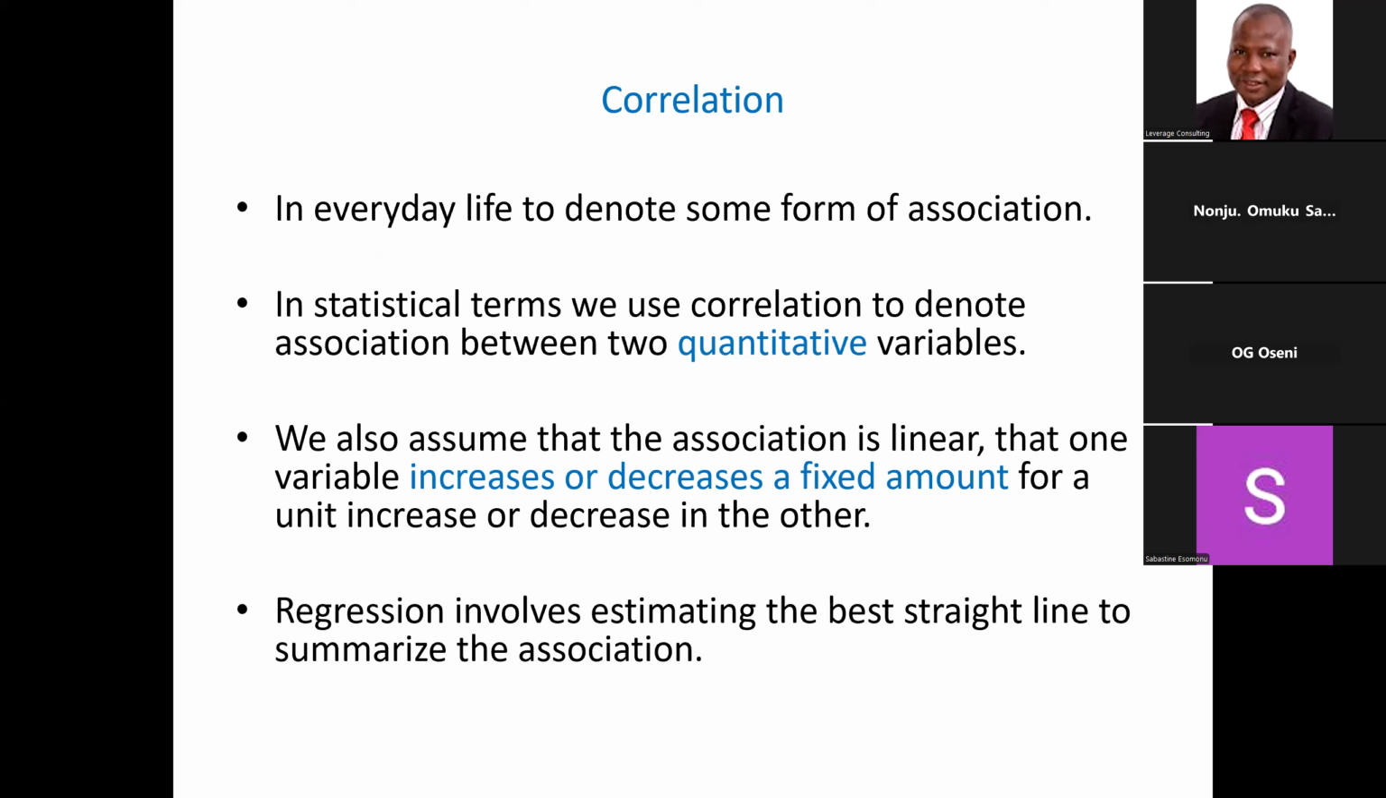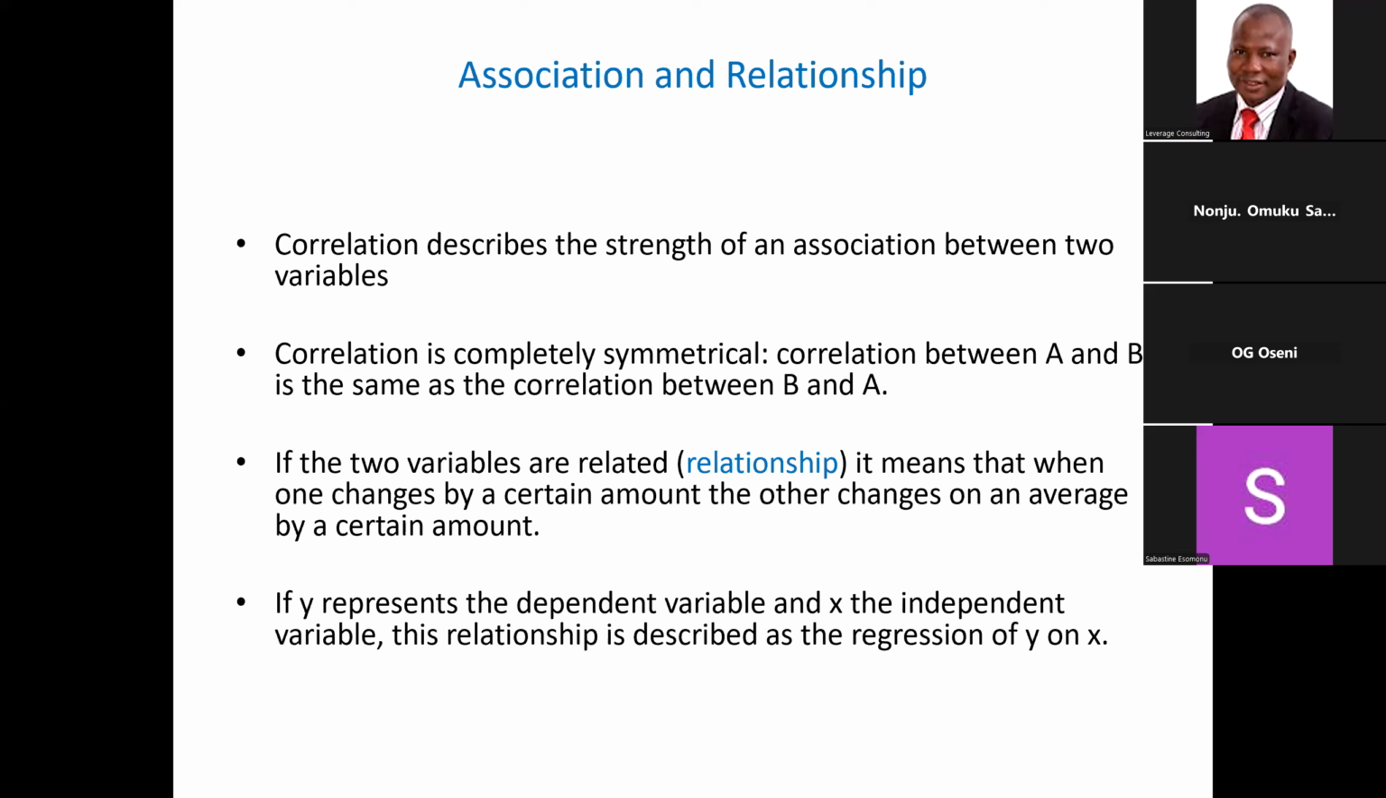Regression involves estimating the best straight line to summarize association, but leave that one. Now, correlation describes the strength of association between two variables. Correlation is completely symmetrical. Correlation between A and B is the same as correlation between B and A. I'm just telling you what I said before. So it doesn't really matter which one is on the x-axis.